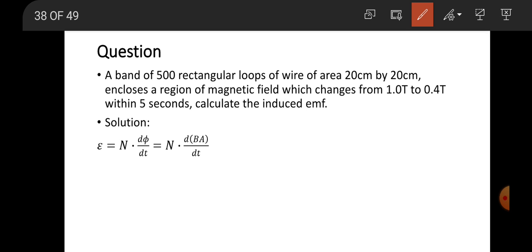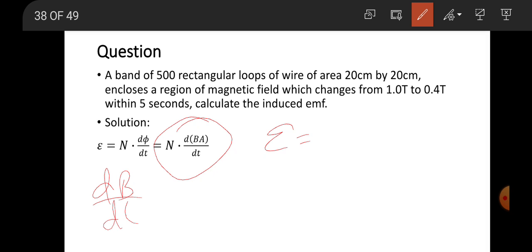Now see another question. In this case it is a loop. A band of 500 rectangular loops of wire of area 20 by 20 encloses a region of magnetic field which changes from 1.0 Tesla to 0.4 Tesla within 5 seconds. Calculate the induced EMF. The induced EMF formula still hasn't changed. So my induced EMF is N times this. Let's find the change in B over t first of all.